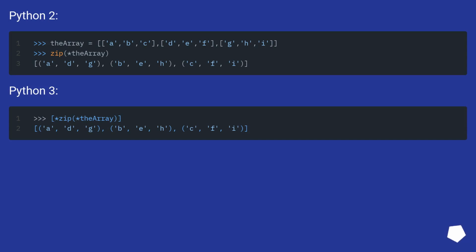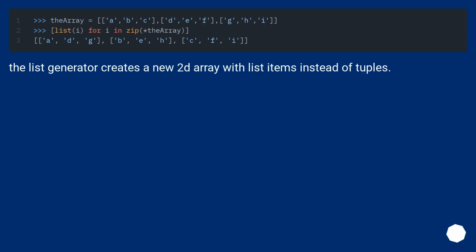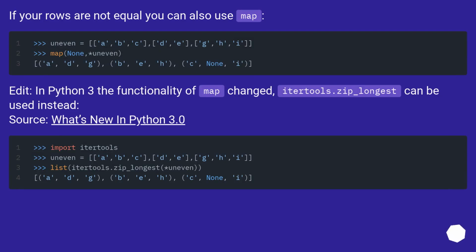Python 2, Python 3, The list generator creates a new 2D array with list items instead of tuples. If your rows are not equal, you can also use map.